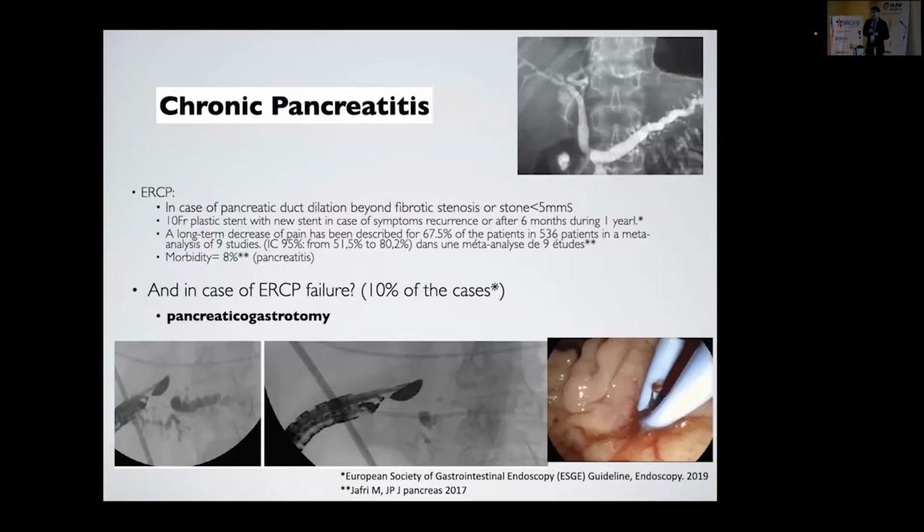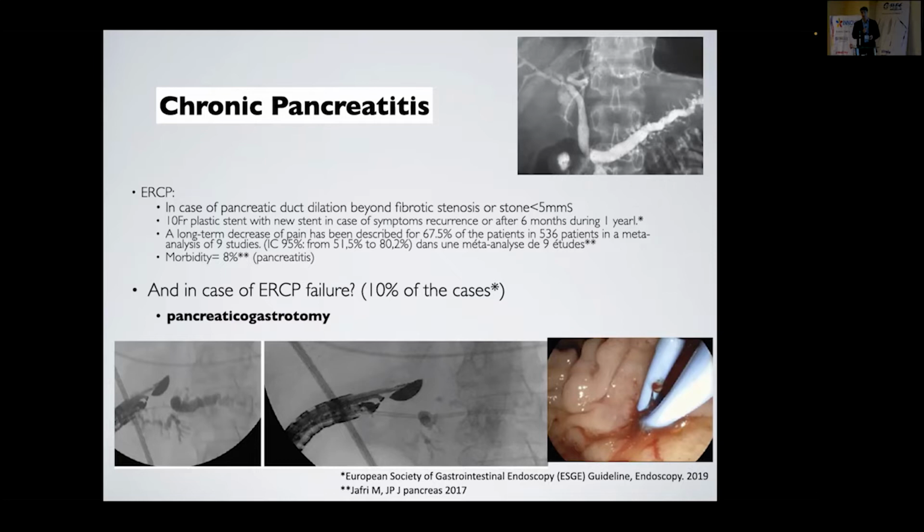In which patients? In chronic pancreatitis, you know that in case of pancreatic duct dilation beyond fibrotic stenosis or stones inferior to 5 centimeters, ESGE recommends an endoscopic treatment with the placement of a 10 French plastic stent that you change every 6 months or in case of recurrence of symptoms. With this plastic stent, you have a long-term decrease of pain, described for 77.5% of the patients in 536 patients in a meta-analysis of 9 studies.